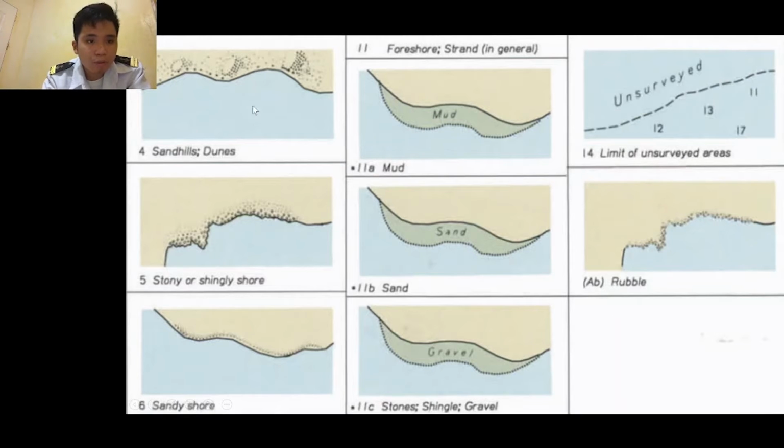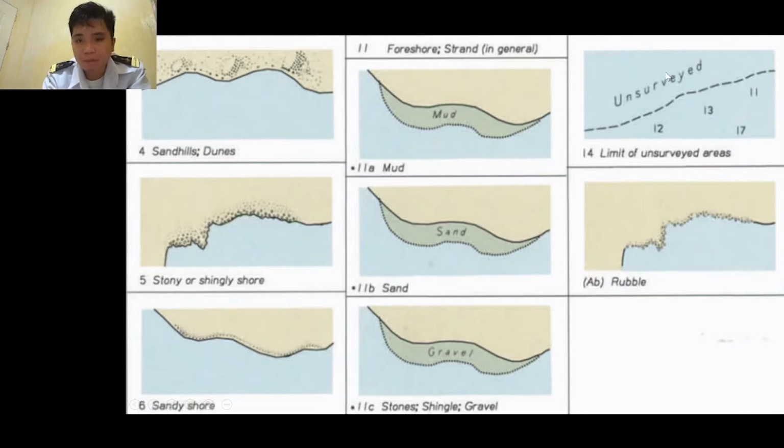Next, sandhills and dunes. We went through that already. Stony and shingly shore. Here we have sandy shore. We have small dots on the area. We have sand here. That's what sand looks like. So sand and gravel are somewhat similar. Also mud. The only difference is that it states what kind of coast it has, if it is muddy or sandy or it has gravel.